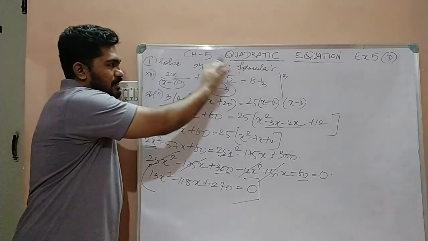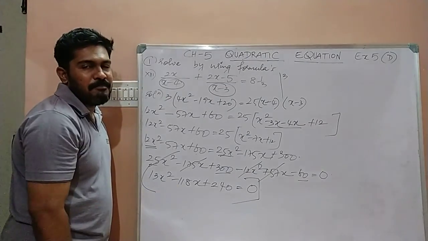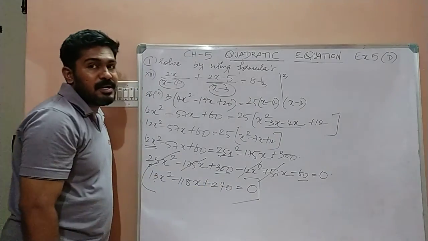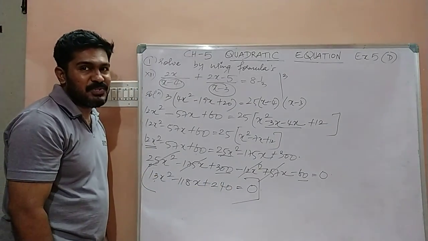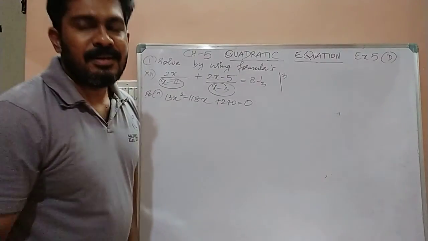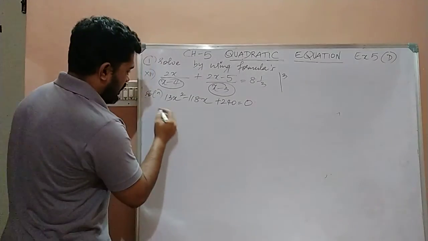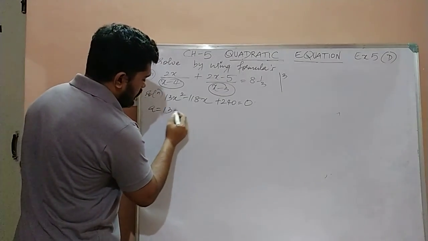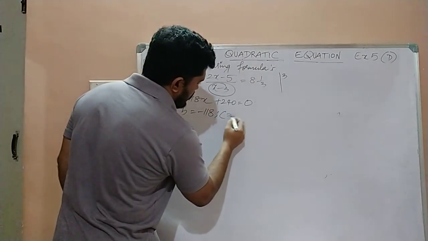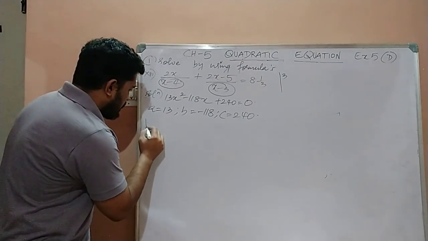So children, this is the required quadratic equation for which you have to find the solution. We had this big equation, which has been converted into a smaller one. But here, if you notice, the numerical coefficients and the constant are actually huge. So we have to solve it now. Let us write down the values of A, B and C. Here A is equal to 13, B is minus 118 and C is 240.